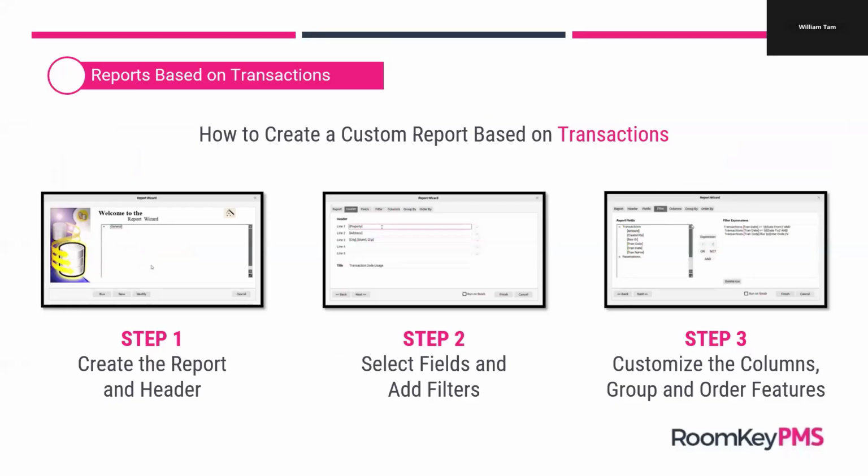Great. So when you're building custom reports based off of transactions, it is a lot less data that you have access to in the Fields tab, and the filters tend to be a little more straightforward. So the filter was less complex than the reservations filter that we built previously. Now let's wrap up the building of this transaction-based report with step number 3. We're going to customize the columns, group by, and order by features.